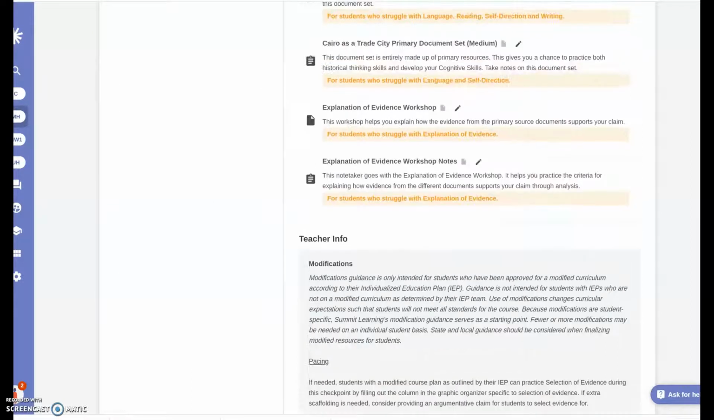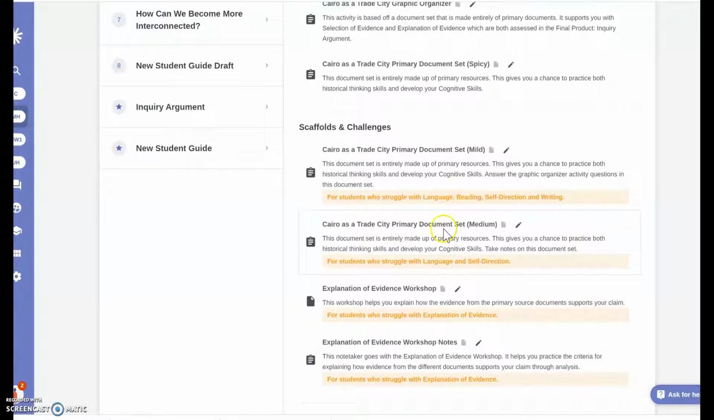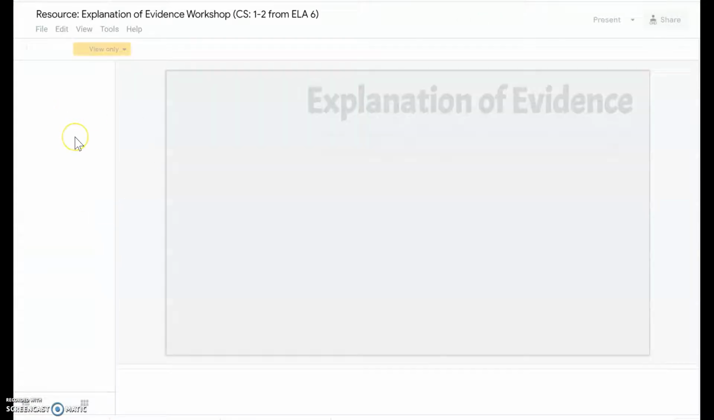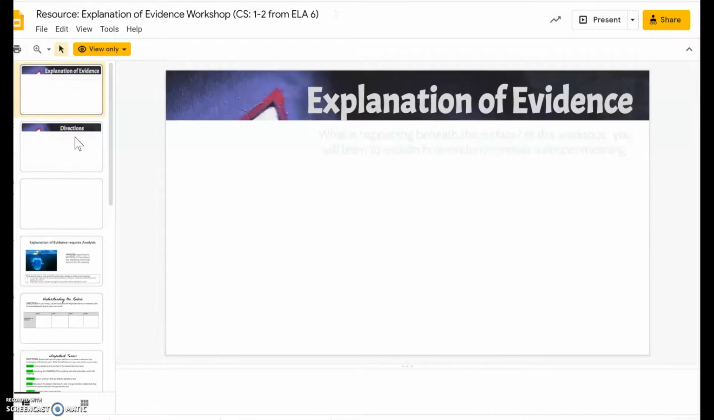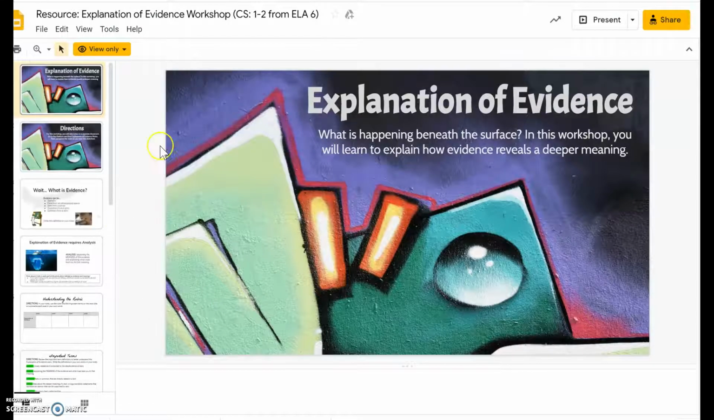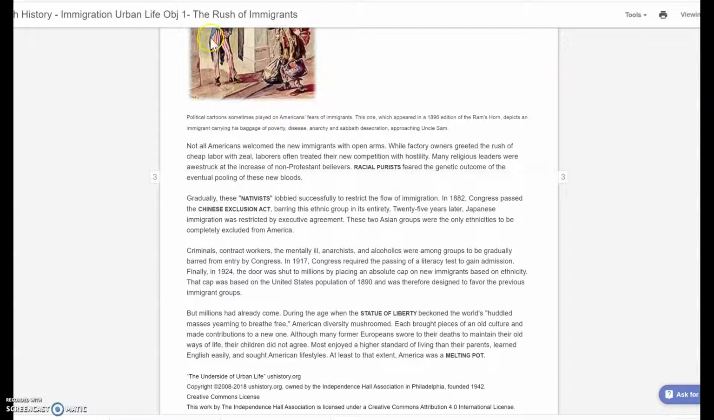As always, you're always going to get everything from your document set. And then there are 2 workshops here. There's an explanation of evidence workshop I think is really good for you, and here's some workshop notes. I think that would be really good because that will help you with your writing on, what do we mean all the time when we're saying explain your evidence. So I really suggest you just scroll through these slides here on what this is all about. Okay, so I would recommend that.